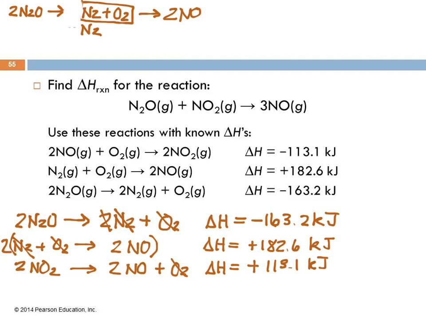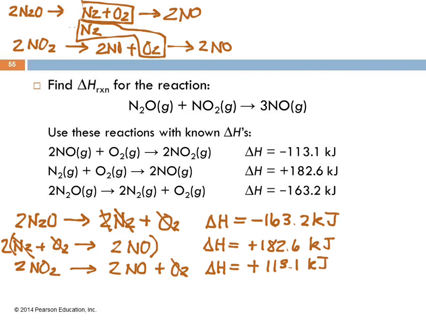Then we throw this other one into the mix. One of these days I'll learn that you cannot write with an eraser. So we'll throw that in there. And then these two guys are going to make 2 NOs. Is this helping at all? No?